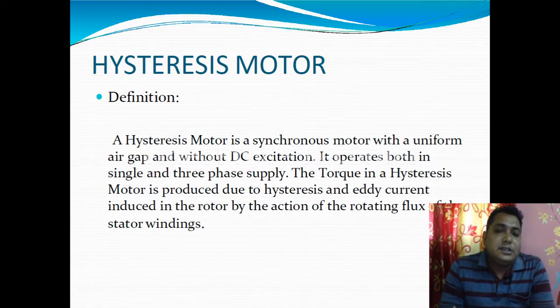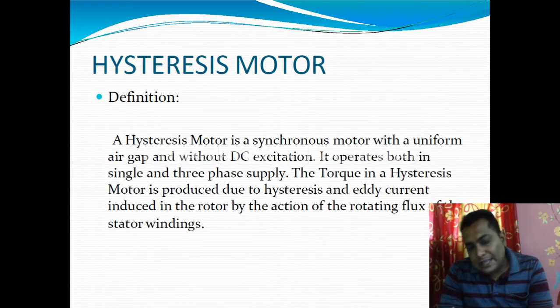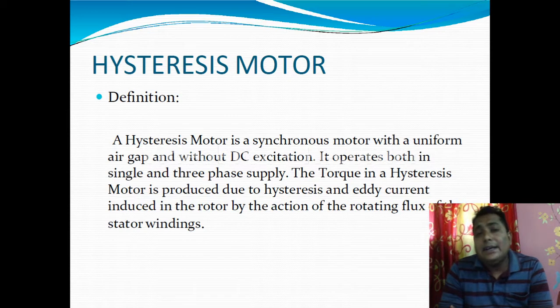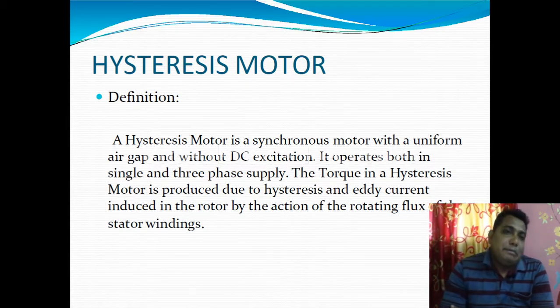So what is a hysteresis motor? A hysteresis motor is a synchronous motor with a uniform air gap and without DC excitation. It operates on both single and three phase supply. The torque in a hysteresis motor is produced due to the hysteresis and eddy current induced in the rotor by the action of rotating flux from the stator winding. So basically the hysteresis motor is a synchronous motor, that means the rotor is rotating at synchronous speed with a uniform gap, but in some cases it may happen that the gap is not uniform.